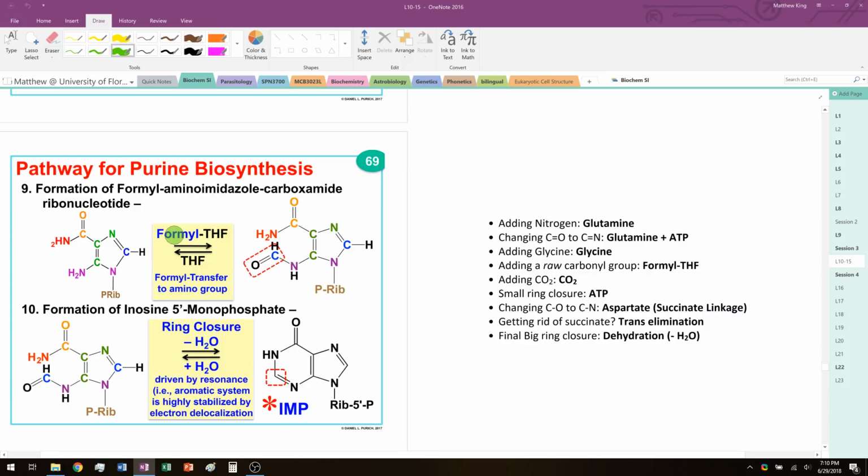So once again, remember formyl THF as really just adding formaldehyde. And I'll kind of just draw it again up here. Formaldehyde is a C double bond O. And then it has just the 2 hydrogens right here.